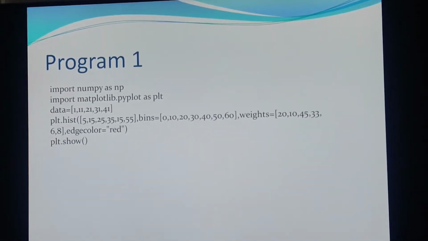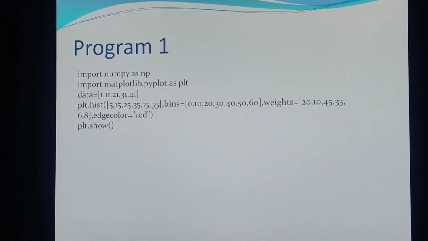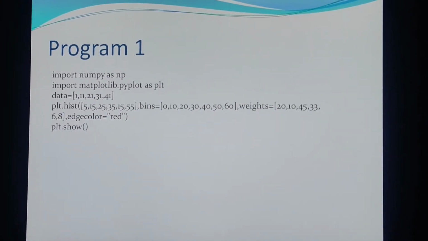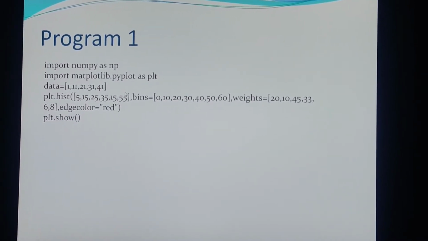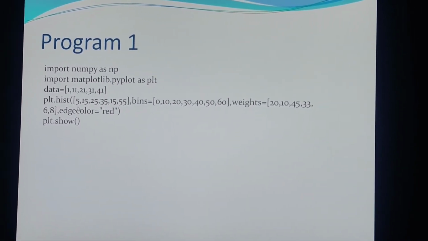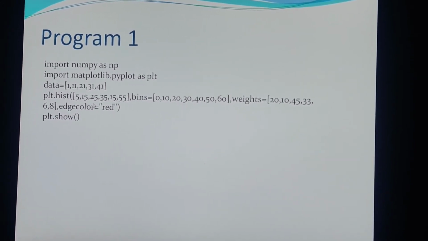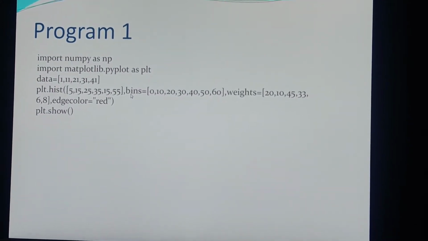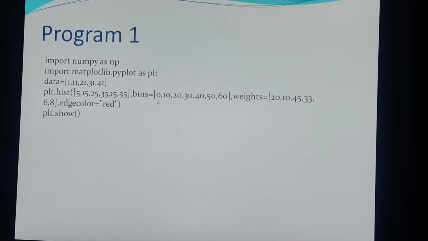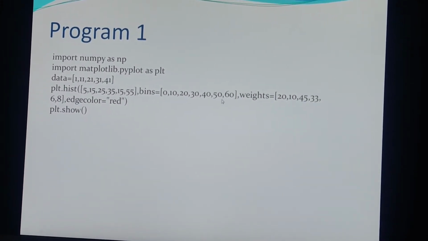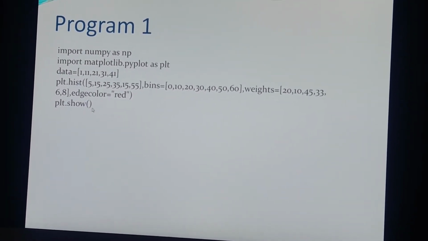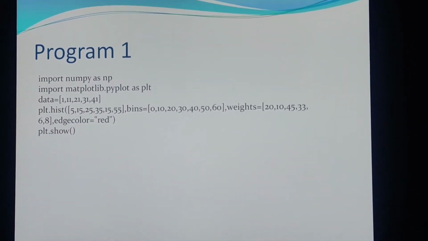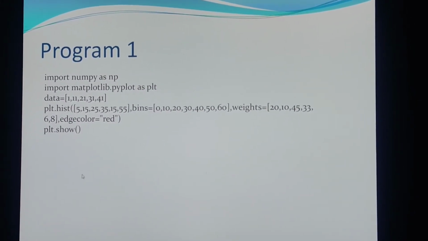This is your program. Import numpy as np, import matplotlib.pyplot as plt. Now this is your data: 1, 11, 21, 31, 41. plt.hist, the range it is telling: 5, 15, 25, 35, 45, 55. Then bins. This is the left side, the y-axis, and this is the x-axis. Edge color is red. By default, the color of the histogram is blue. Then plt.show.